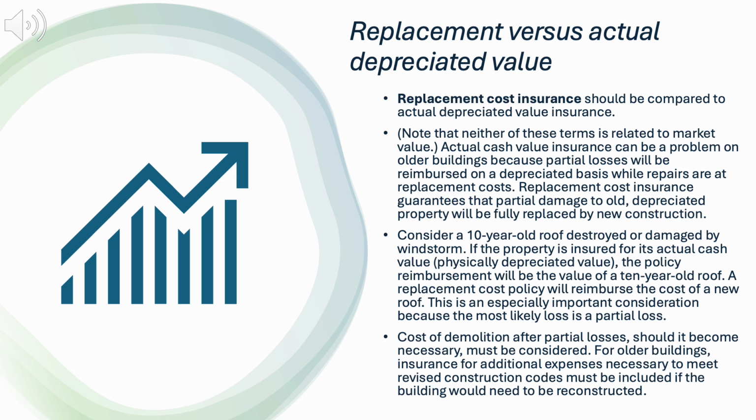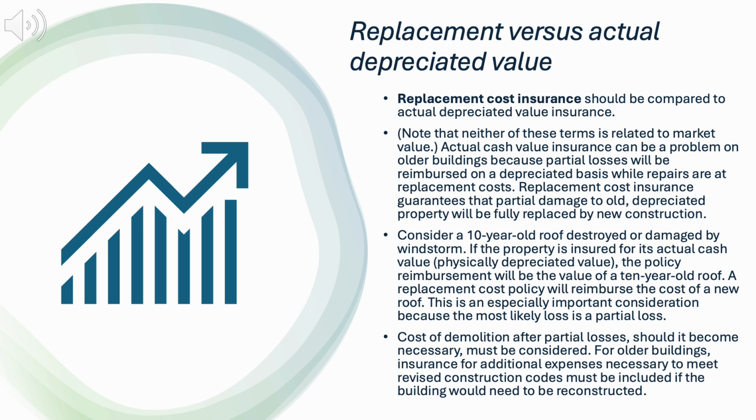Consider a 10-year-old roof destroyed or damaged by windstorm. If the property is insured for its actual cash value, physically depreciated value, the policy reimbursement will be the value of a 10-year-old roof. A replacement cost policy will reimburse the cost of a new roof. This is an especially important consideration because the most likely loss is a partial loss.